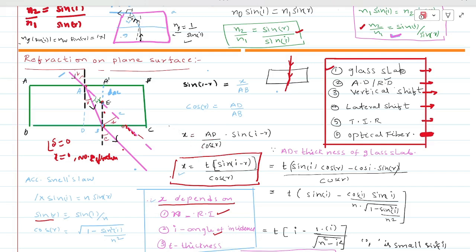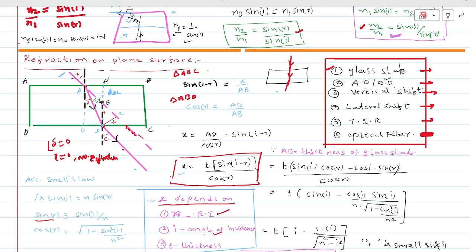Coming to finding the lateral shift first of all, the lateral shift is x. For that I am taking triangle ABC. In this triangle ABC, I minus R is the deviation angle, opposite to x. Therefore sin of (I minus R) equals x by AB, and from triangle ADB, cos R equals AD by AB. Here, I am considering sin and cos R values to find the lateral shift, and these angles are not small angles. If they were small angles, in the small angle approximation, I minus R only will be considered.